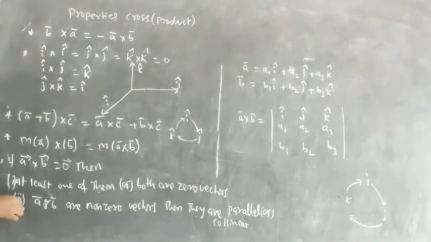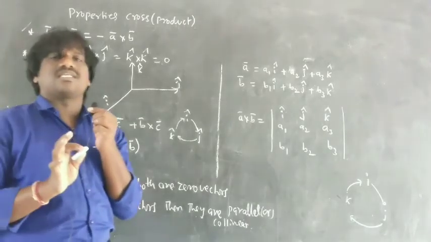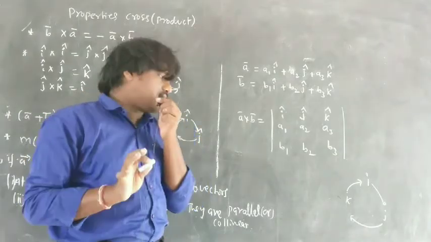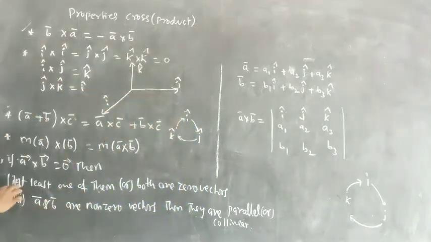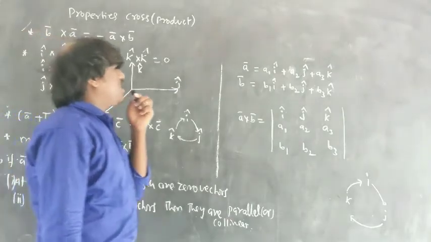And case 2 is what? The A vector and B vector are non-zero. Suppose both are non-zero, then we can say the vectors are parallel. They are parallel and collinear. Now let us discuss this one.